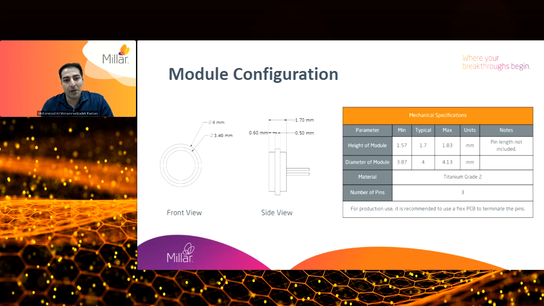The external body of Tysons is made of titanium grade 2, which is one of the strongest and most durable biocompatible materials for implantable devices. Tysons can interface with the external environment using 3 feed-through pins on the backside of the module, and these pins are made of platinum iridium, a material commonly used in biocompatible implantable devices.